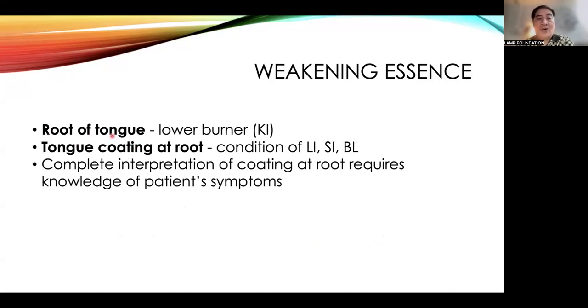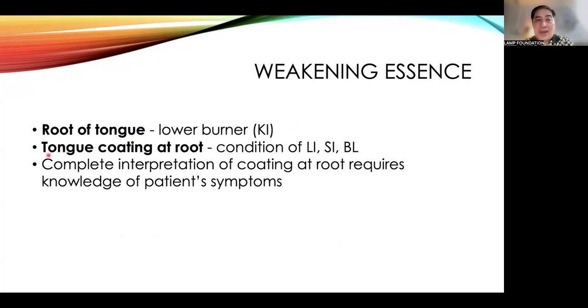Okay, now let's go to the root of the tongue. Don't confuse this with tongue coating without root. The root of the tongue is the posterior third of the tongue. And we refer to this as the lower burner. And the king, of course, is the kidney. Although we also look at the coating at the root.